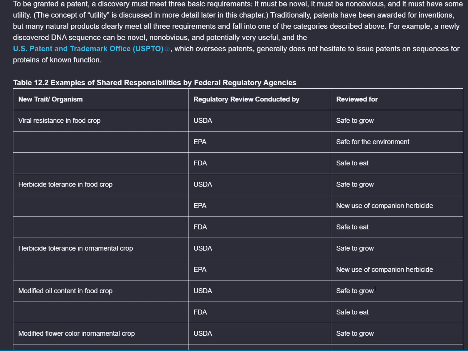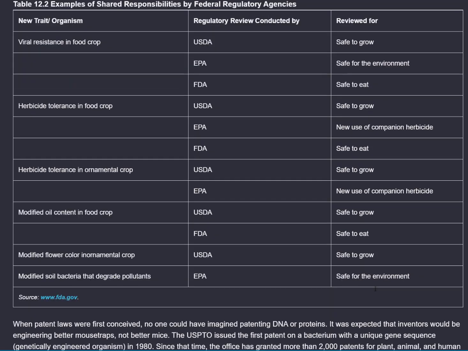Traditionally, patents have been awarded for inventions, but many natural products clearly meet all 3 requirements and fall into one of the categories described above. For example, a newly discovered DNA sequence can be novel, non-obvious, and potentially very useful, and the U.S. Patent and Trademark Office, USPTO, which oversees patents, generally does not hesitate to issue patents on sequences for proteins of known function. Table 12.2 Examples of shared responsibilities by federal regulatory agencies.